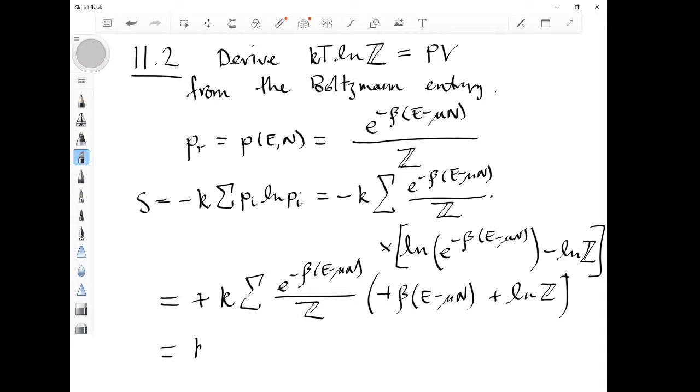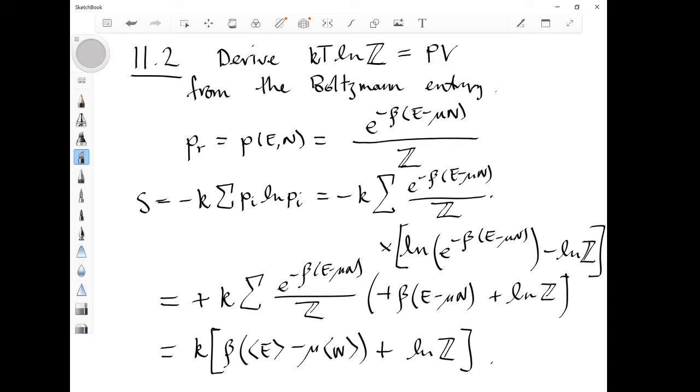And so what we have is k outside of beta times the average of E minus mu times the average of n plus, and because this isn't a variable, this is just a constant for the system, we take that out the front of the sum, and because we're summing over the probabilities, we just end up with 1, so that's log of Z.